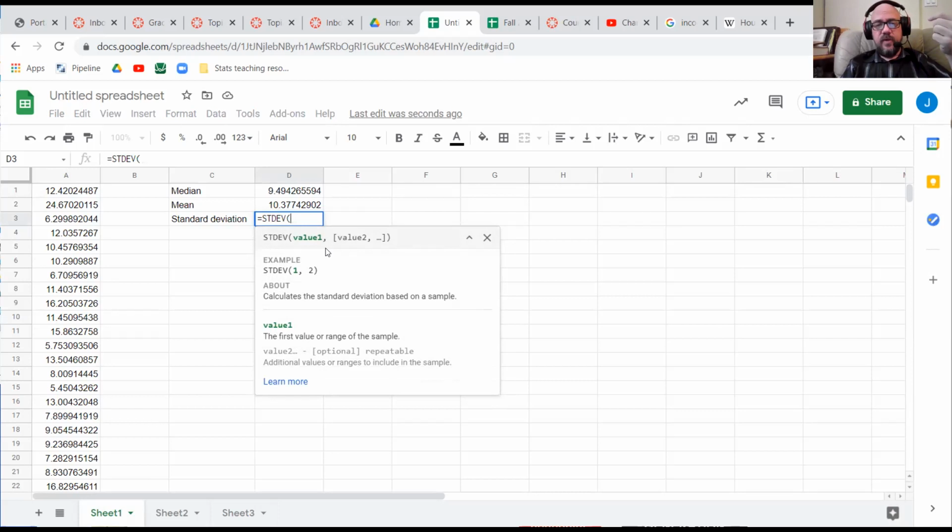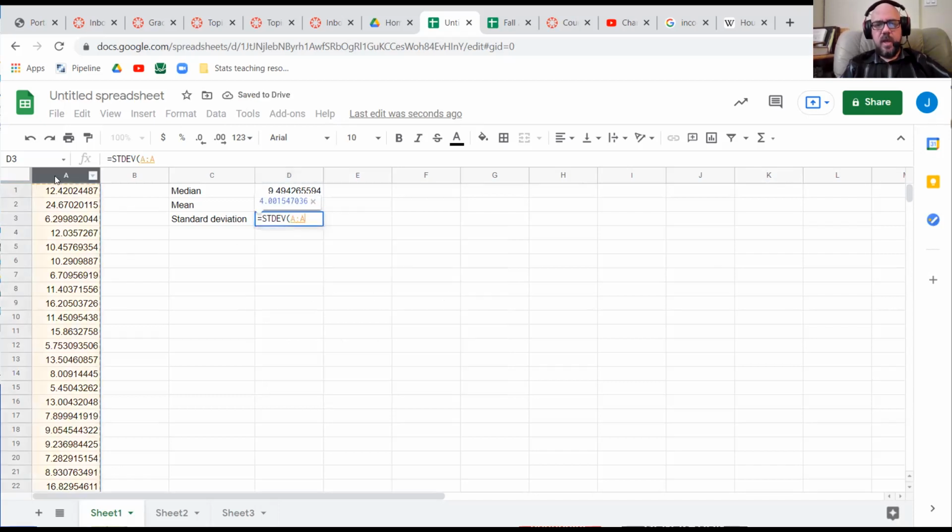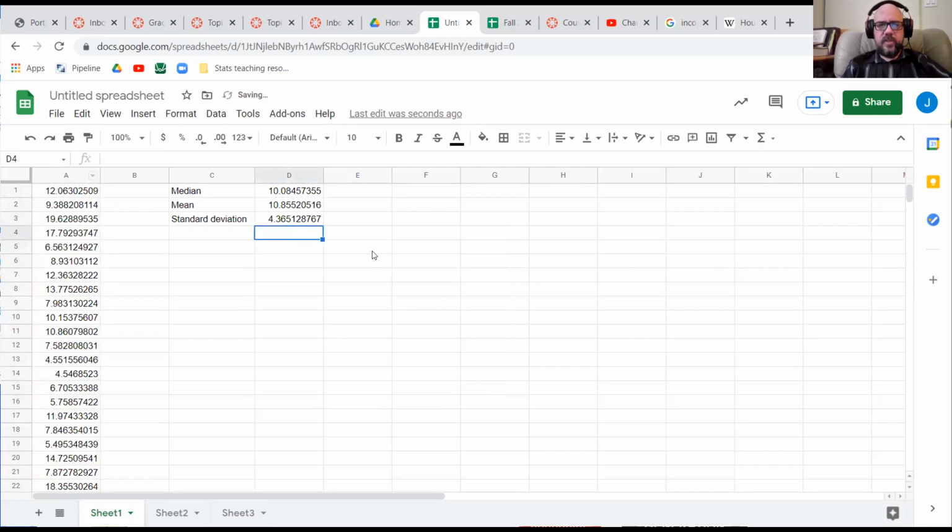Now, again, I want to find the standard deviation of all of this stuff. So you can see here, this really just says put in a bunch of values here, right? So standard deviation of 1 and 2 would have this as my data set. I want to do all 500 things in column A. So that's what I will put in. It'll take a second to chug out a standard deviation. So 4.36 is my standard deviation.